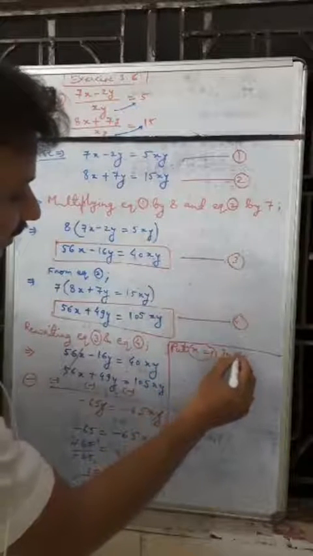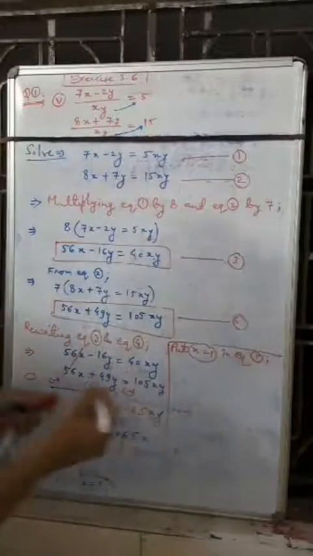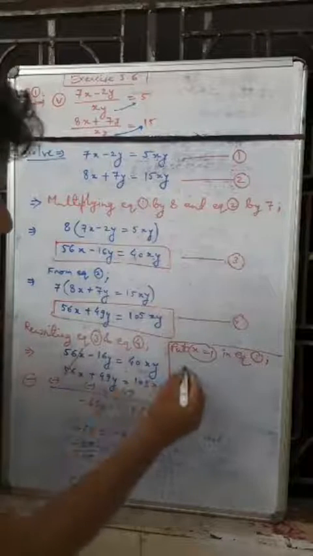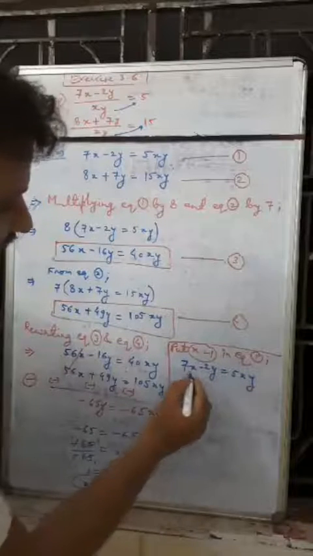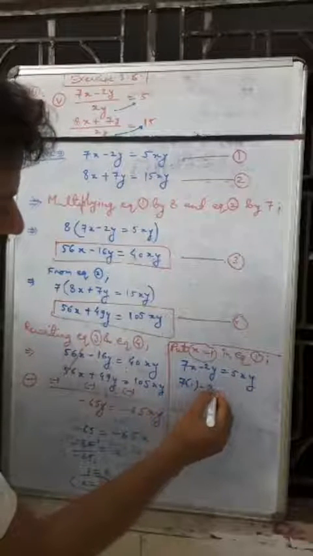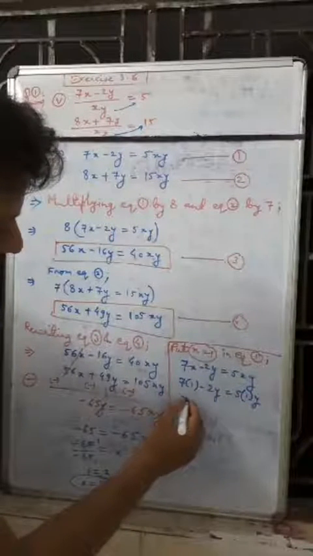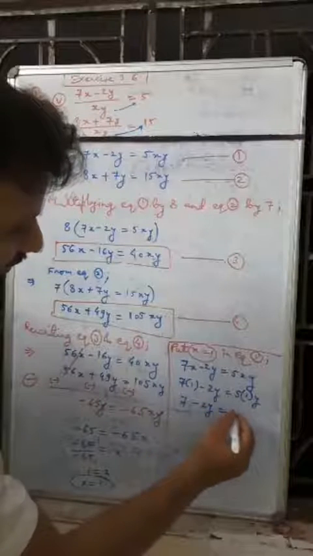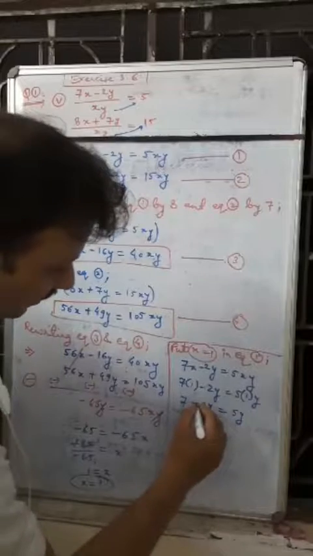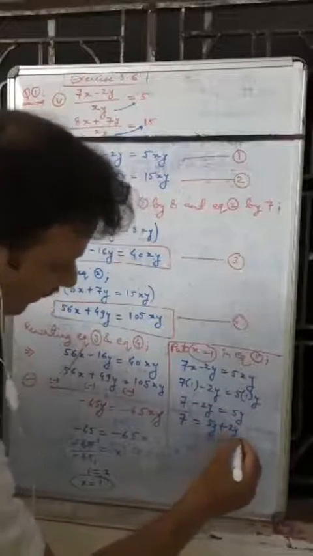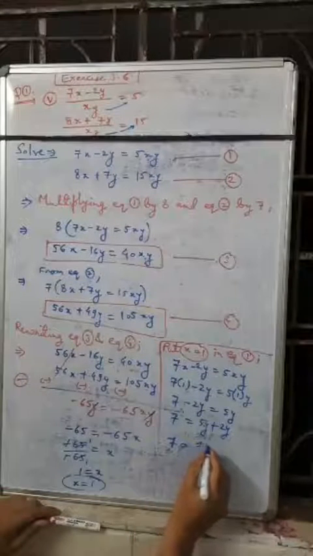Now putting x is equal to 1 in whichever equation you like, equation 1 is easier. So put the value there. So we have the equation 7x minus 2y is equal to 5xy. So 7 into 1 minus 2y is equal to 5 into 1 into y. So 7 times 1 is 7 minus 2y, and 5 times 1 is 5y. So 7 is equal to 5y, and transfer minus 2y to the right hand side. So it becomes plus 2y. So 7 is equal to 5y plus 2y, which is 7y.